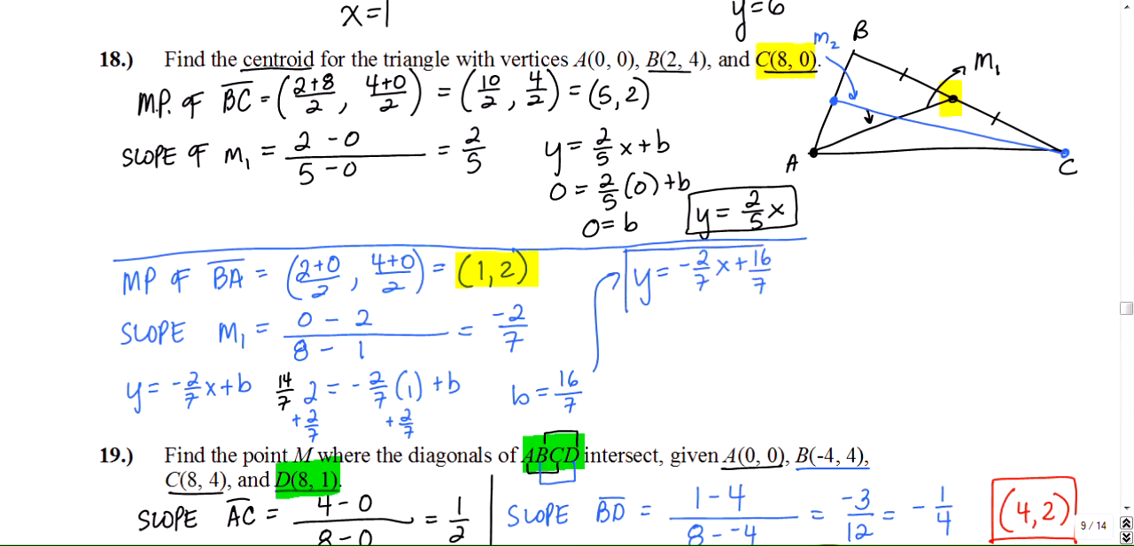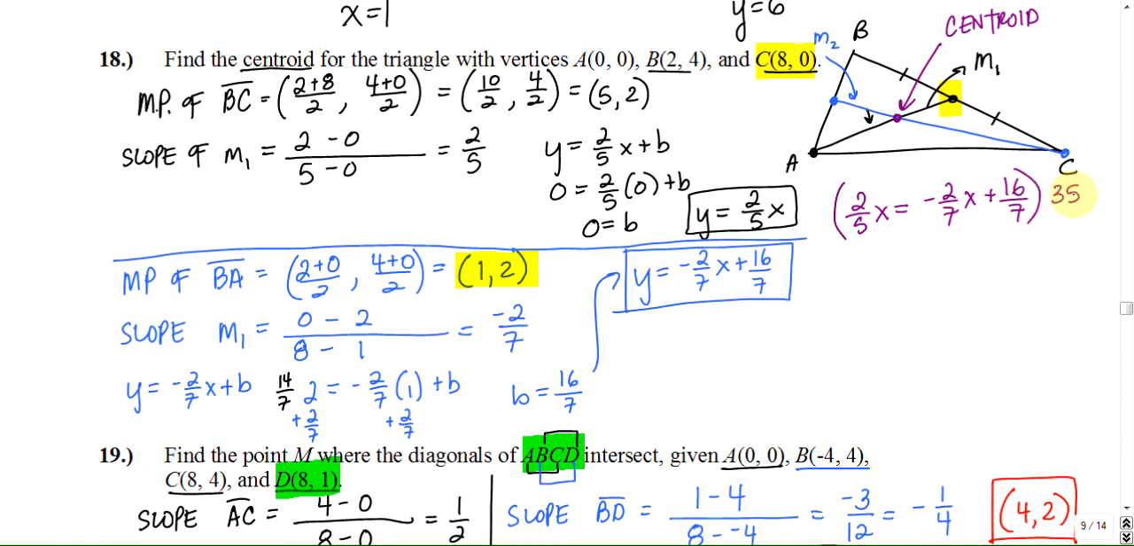All right, and I'm still not done. The last thing is I need to find where these lines cross to find this magic point, the balancing point, the center of gravity called the centroid. Since I have them in y equals mx plus b form, I can just set them equal to one another like this, and decide how you want to approach this.